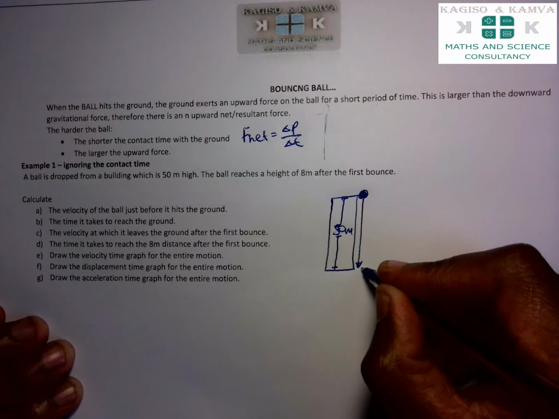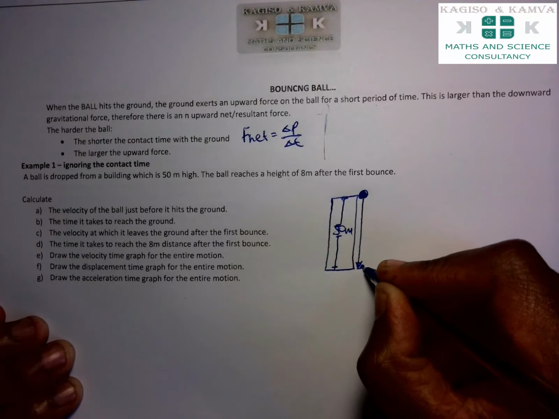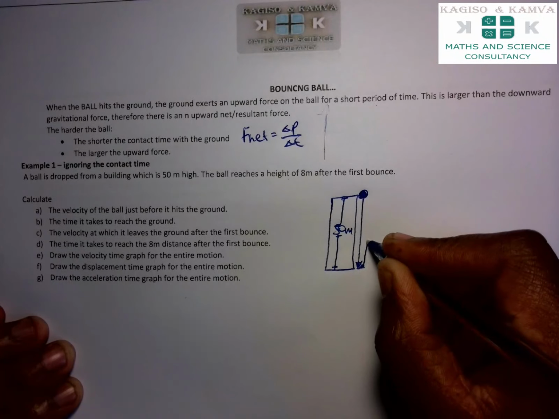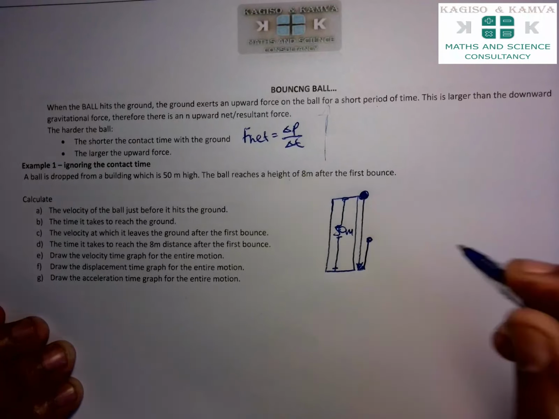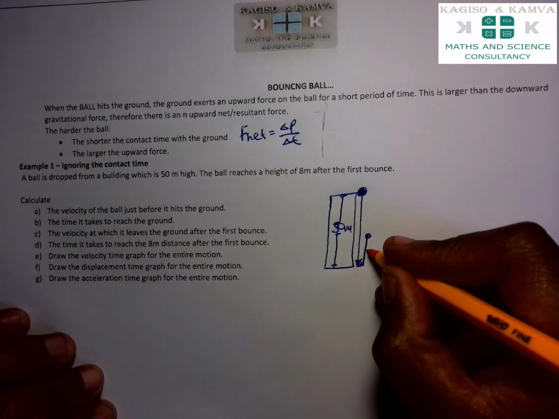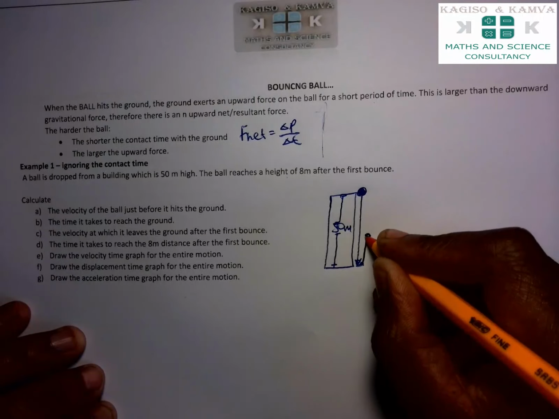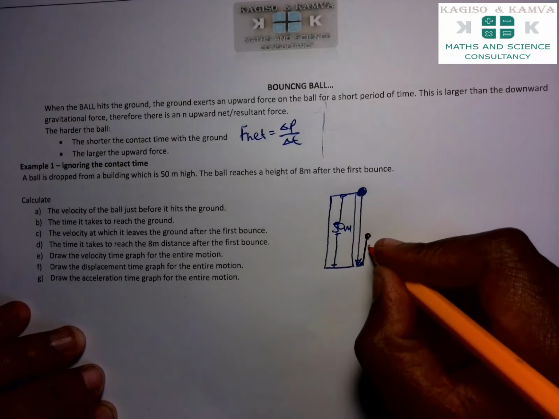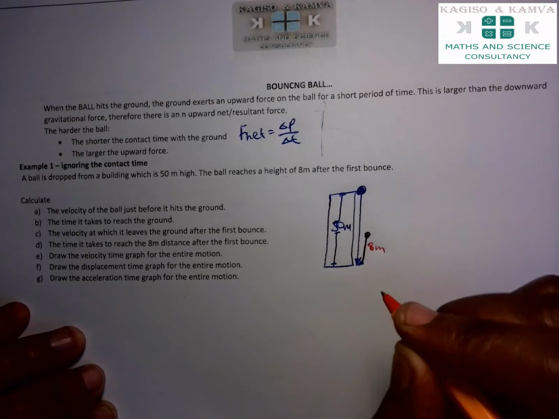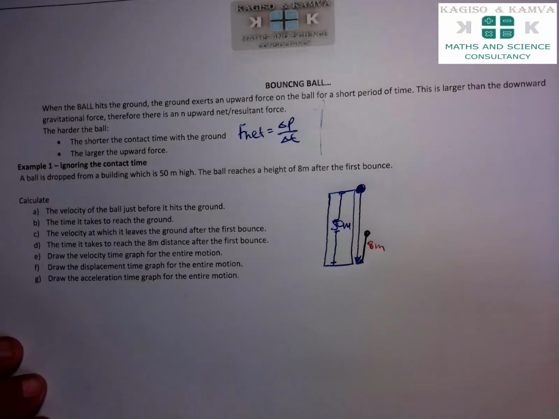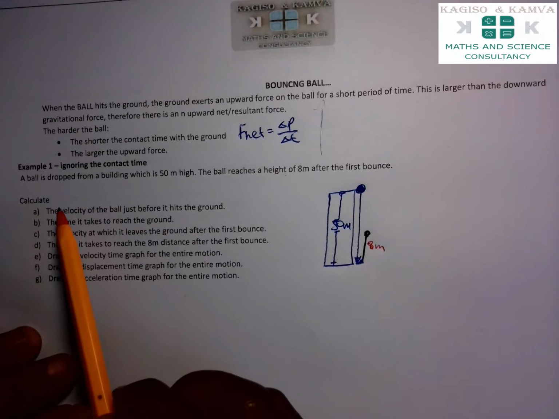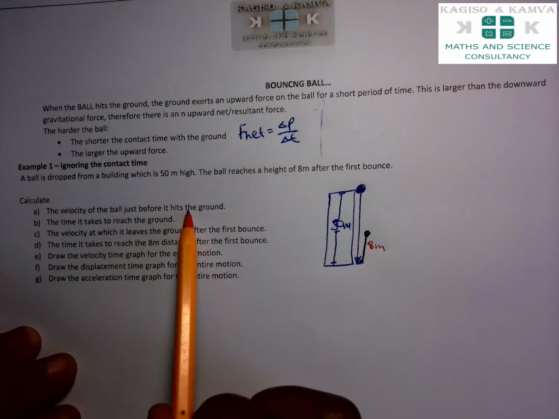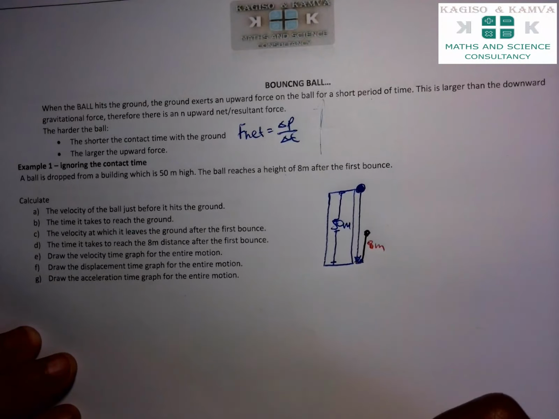Okay, now this ball bounces. As it reaches the ground it bounces, boom, and it reaches a height of what? A height of 8 meters as it bounces. It bounces and reaches the height of 8 meters after the first bounce. Okay, so we are asked to calculate the velocity of the ball just before it hits the ground, the velocity here.